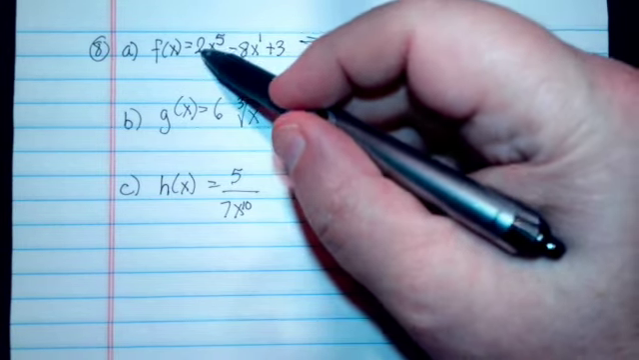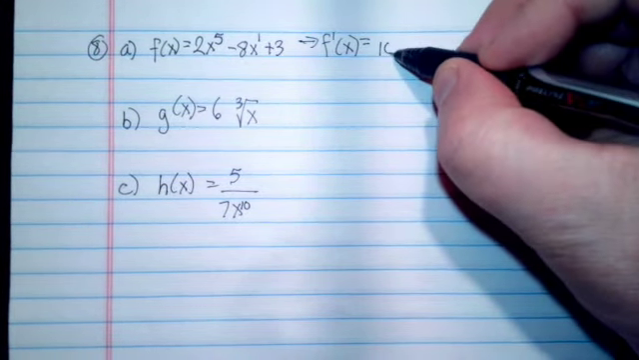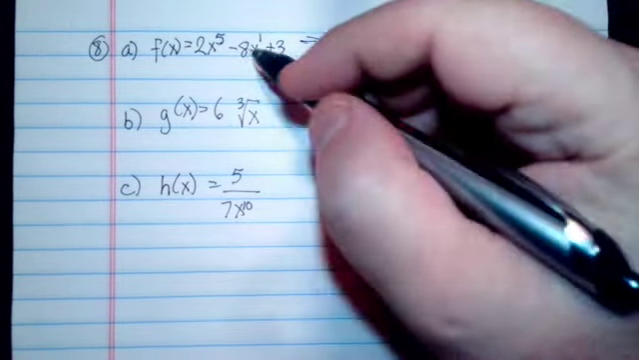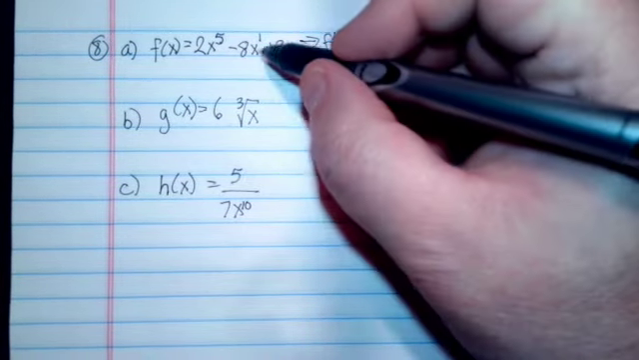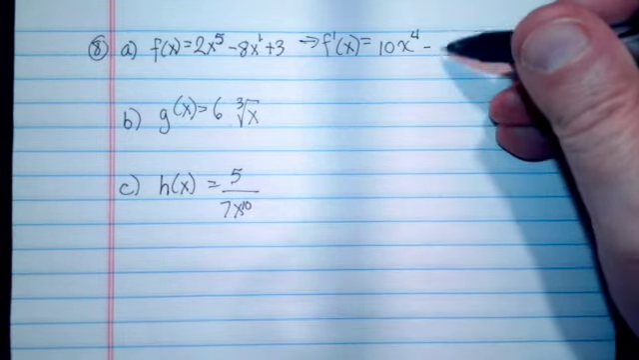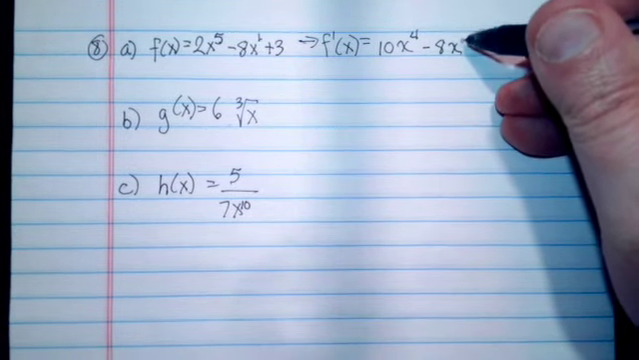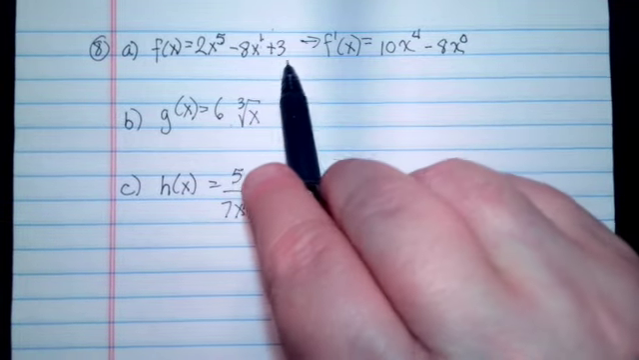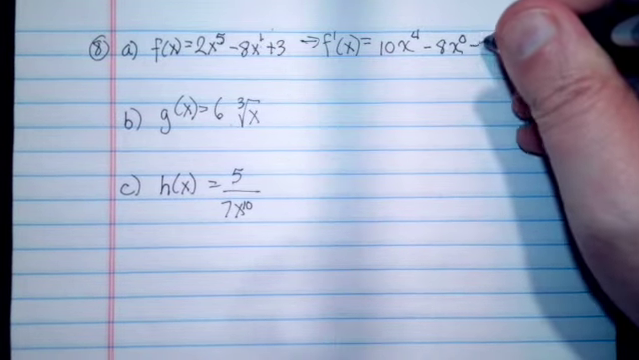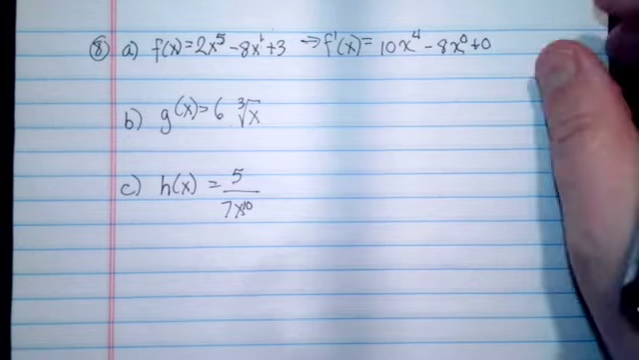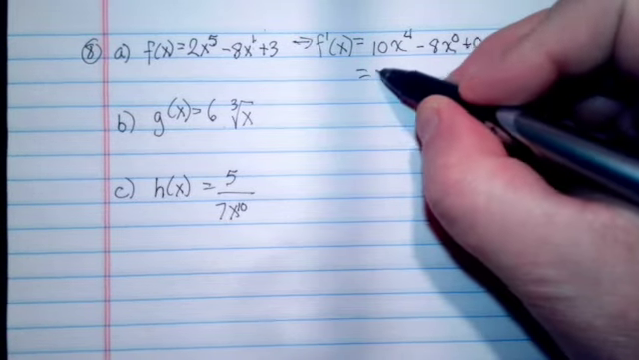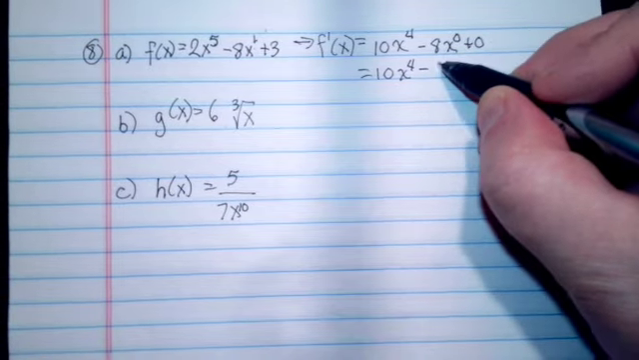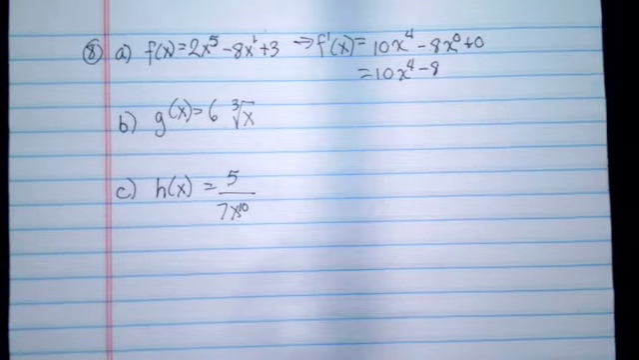We'll bring the 5 down and multiply. That'll be 10. Reduce the power by 1. 5 minus 1 is 4. Do the same thing to the next term. Bring the 1 down and multiply. That'll be minus 8, x to the 0 power after we subtract 1 from the power. And remember that the derivative of a constant is 0. Now, the way we usually interpret x to the 0 is as 1. And so that's negative 8 times 1, or just negative 8.